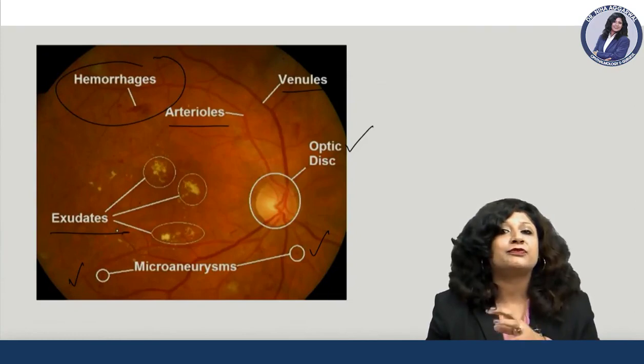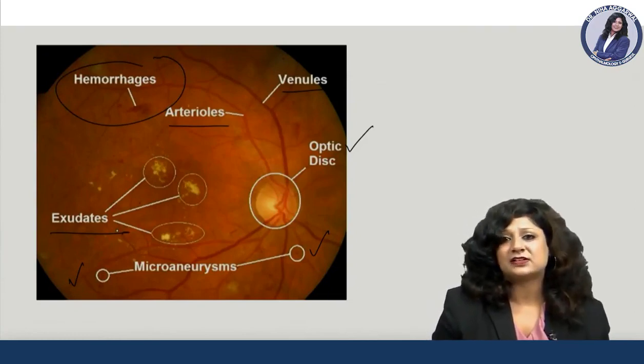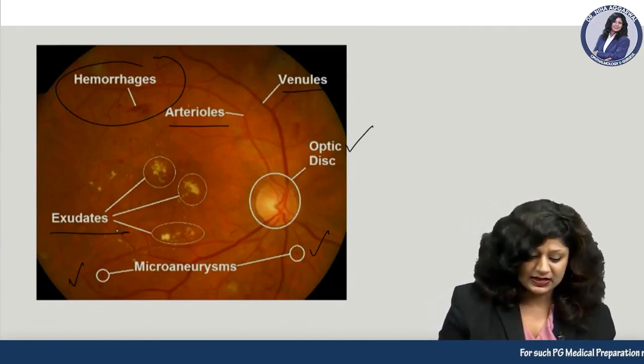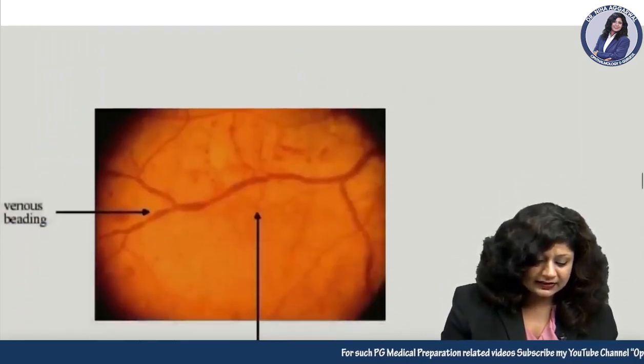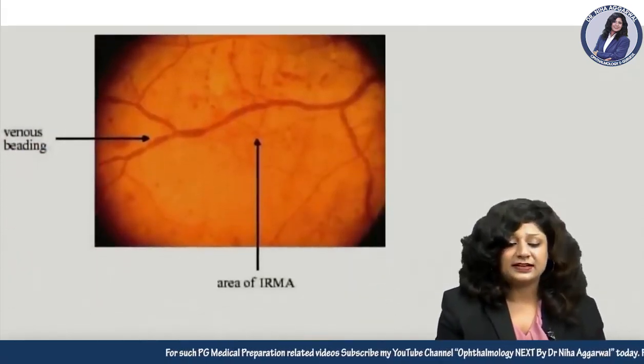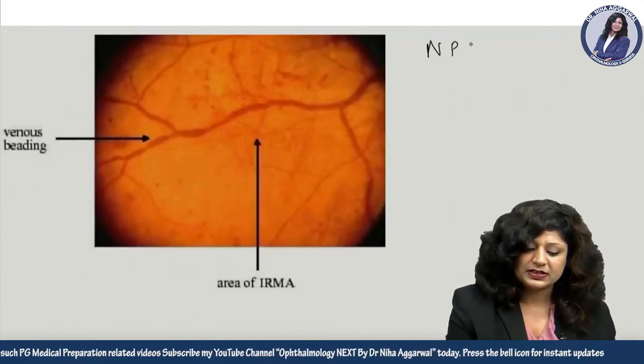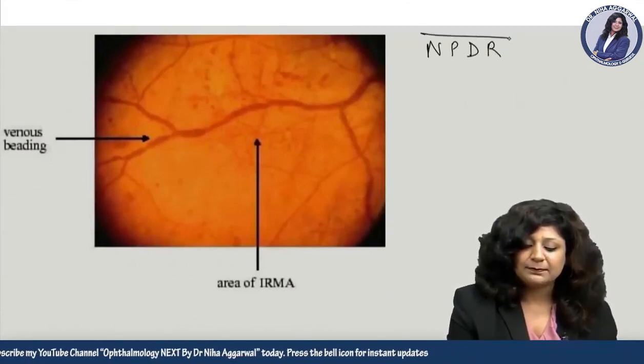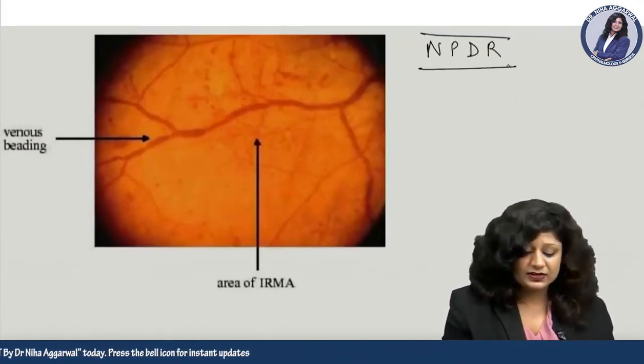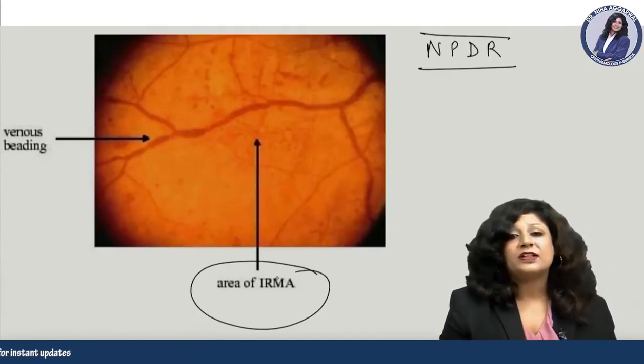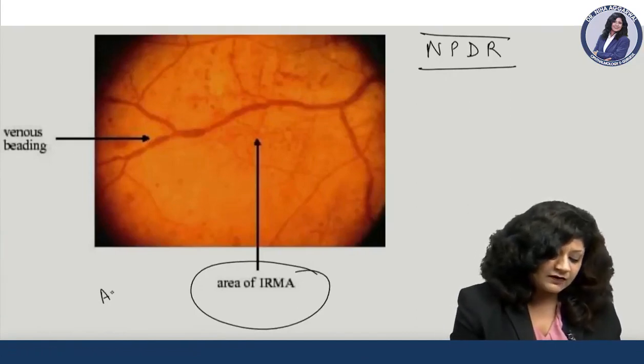So these are the different features that you get in a case of the NPDR. Now see another thing which we can get in cases of NPDR. In the visuals of the NPDR, what are the other things that we can get? We can get IRMA. What is this IRMA? This is the AV shunt.